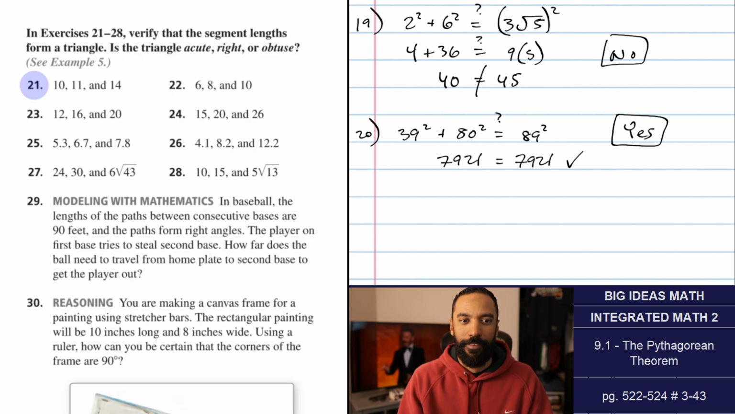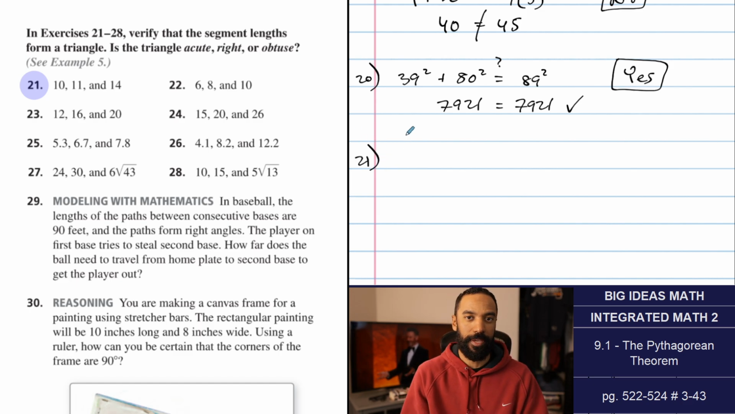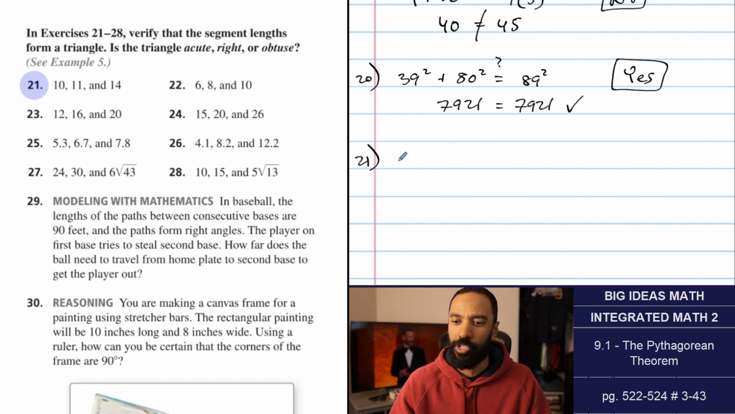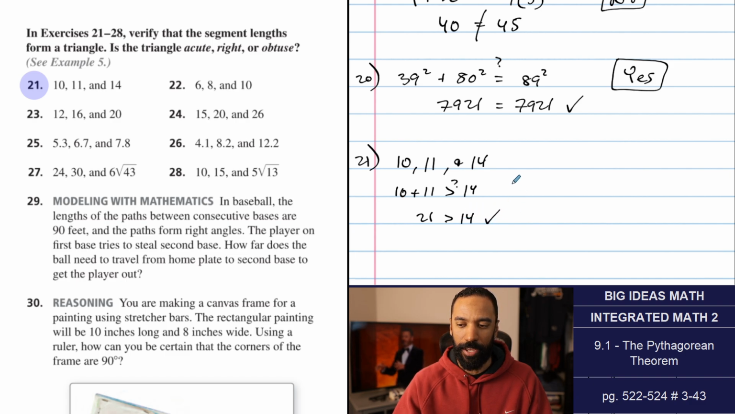Let's keep going. Verify that the segment lengths form a triangle. Is it acute, right, or obtuse? Now, they say verify they are, as if they all will be, and it's possible that they won't be. If they're not, we shouldn't keep moving forward and keep talking about the triangle. So 10, 11, and 14. I copied down the problem since it's not in the image. 10 plus 11, is it greater than 14? Yes, because 21 is greater than 14. So it does form a triangle.